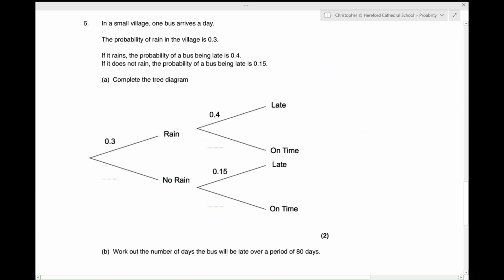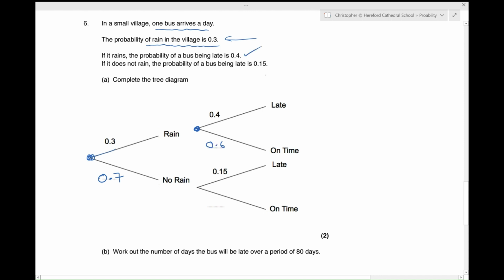In a small village, one bus arrives a day. The probability of rain in the village is 0.3. Have a look at this. Look, the probability it's raining is 0.3, so the probability it's not raining is 0.7. If it rains, the probability of the bus being late is 0.4, so therefore the probability of it being on time must be 0.6.